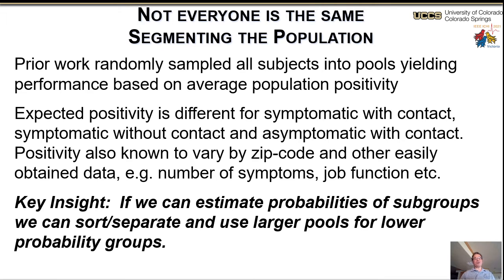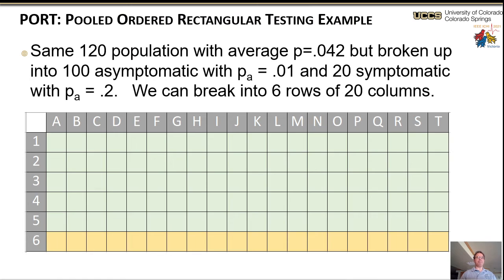And there's other ways you can also look at this. It's known to vary by zip code, by the number of symptoms people have, by job functions. There's lots of ways we can break it down. But the question is, can we use the estimated subgroup probabilities to sort and separate things so we can use larger pools for the groups that have lower probability of positivity? There's a number of ways you can do this. You can just apply this directly to Dorfman, and I'll show some results with that in a bit.